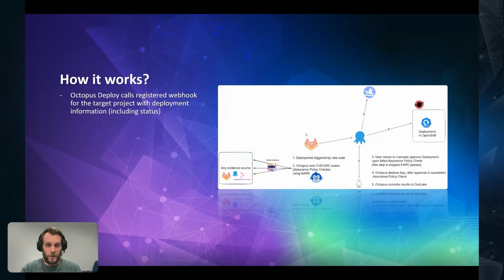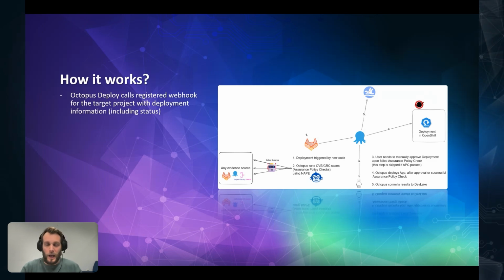When a developer commits some code on GitLab, for example, it triggers a pipeline, it builds, it tests, and it also initiates a release on Octopus Deploy. What that release triggers then is various checks. For example, we can run assurance policy checks using an ape. And then a user manually needs to approve upon a failed assurance policy check.